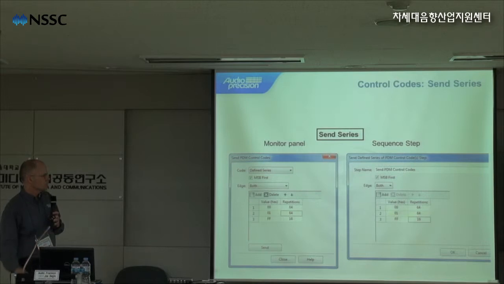In this slide, we're demonstrating sending a series of control codes. On the monitor panel side for interactive use, you would choose the code as a defined series, and you would specify a table of codes that you can just add additional codes to. This, of course, can also be run as a sequence step as part of the sequencer.